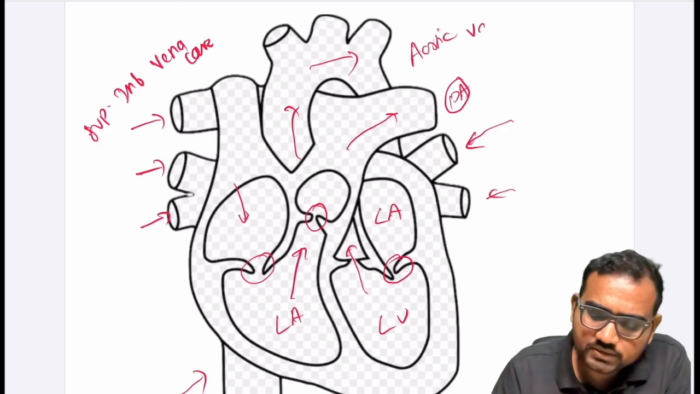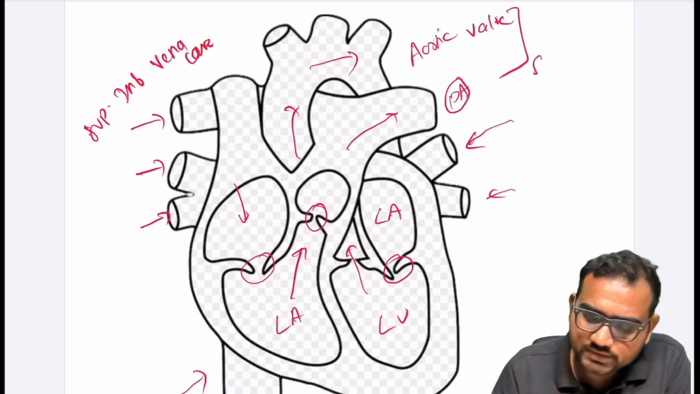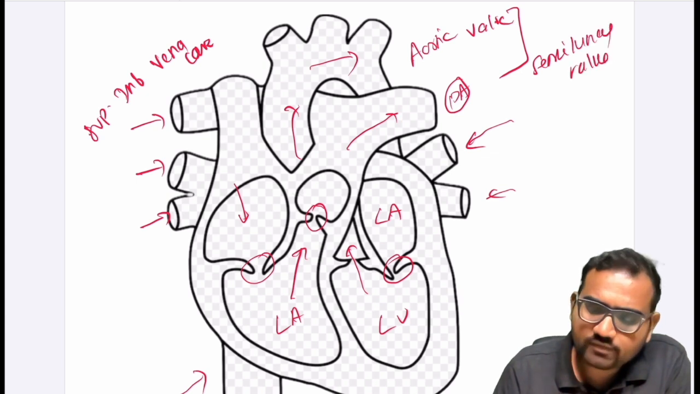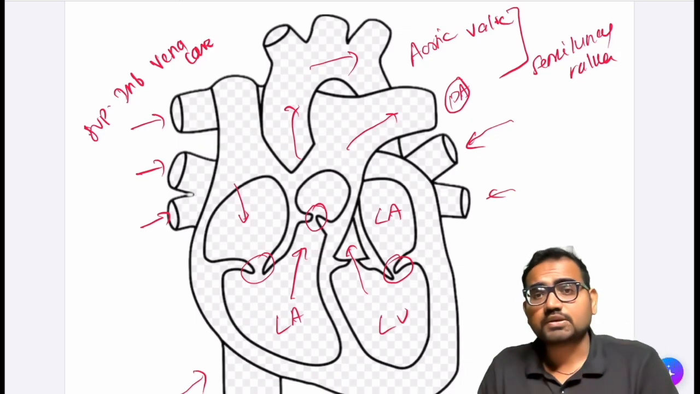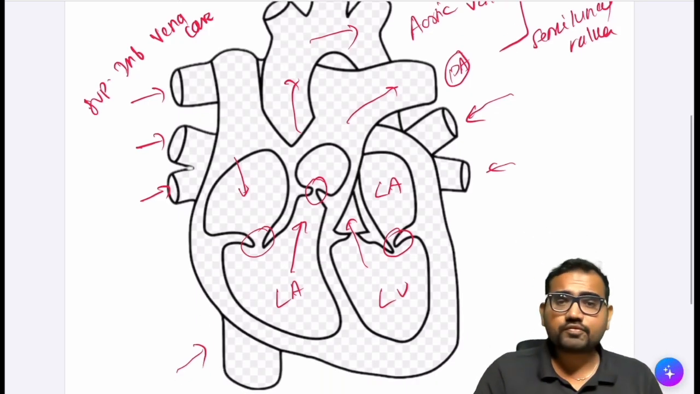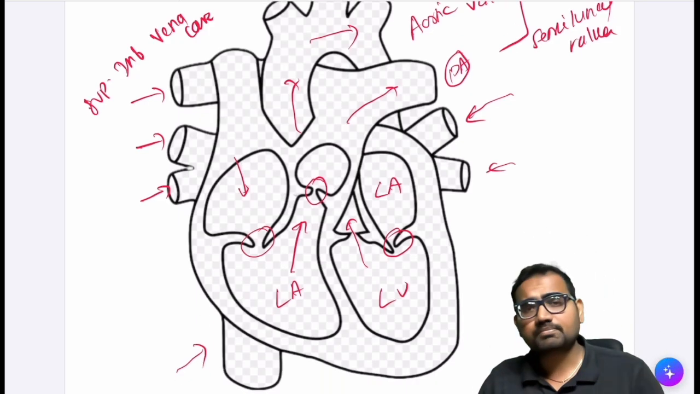These two are semilunar valves. Okay, so we have the AV valves and the semilunar valves. So this is the very basics of the heart, how the heart pumps the blood.